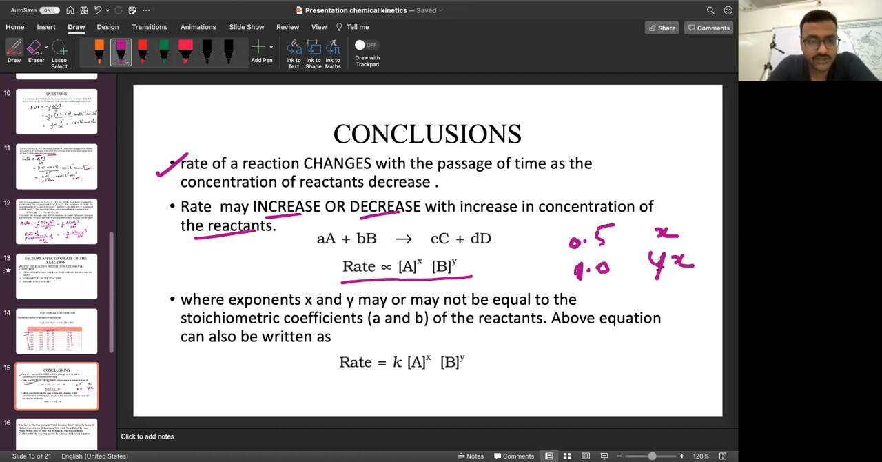We'll monitor the reaction rate with the change in concentration of the reactants and products.